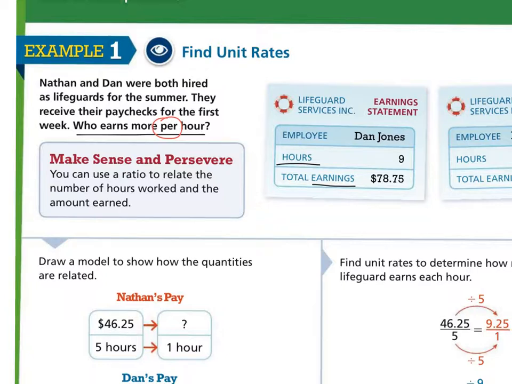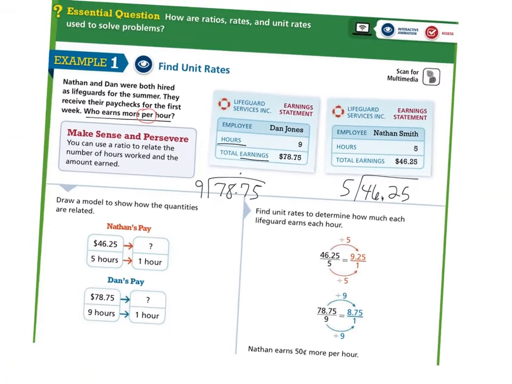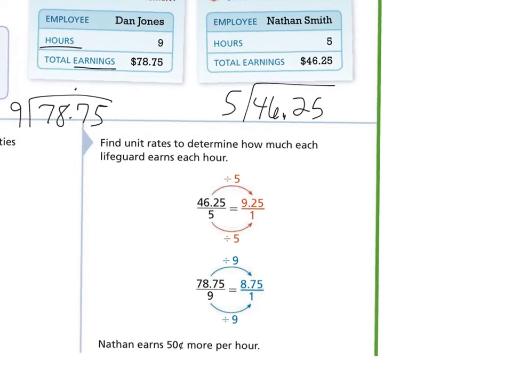But basically for Dan, to find his earnings per hour, we would want to take $78.75 divided by 9. Okay, you divide that out. That would tell you how much Dan earned per hour. Same thing for Nathan. We could take $46.25 divided by 5. And that's basically what the book's doing over here.